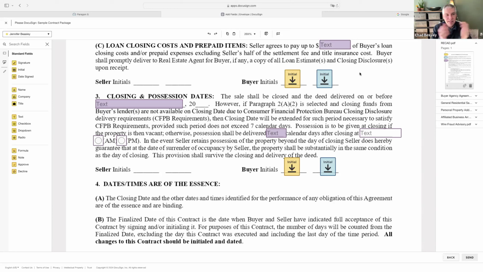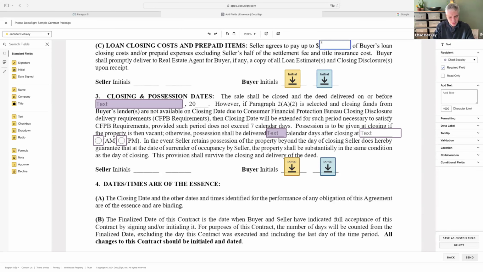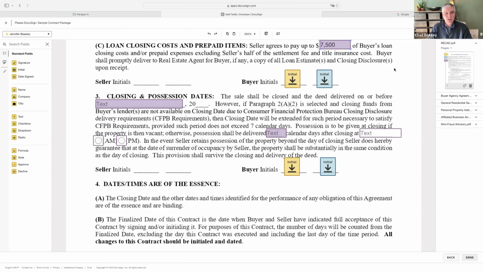Let's say you're offering $350,000, but your buyer needs $7,500 toward their closing costs paid, because they've got their 10% down payment, but they don't have any other money. They can't afford the closing costs, and this is the only way they can do the deal. This is where you put that in there.